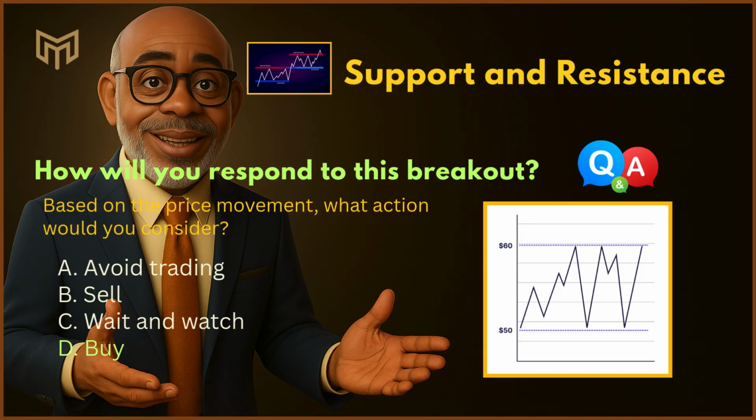The correct answer is D, buy. When price breaks clearly above resistance, it signals strong buying pressure and is likely to continue higher. This shows sellers have become exhausted and the market is accepting higher prices. In this situation, traders often look to buy, expecting the breakout momentum to continue. Traders often confirm this move by monitoring volume, since higher volume helps validate that the breakout is supported by real participation.